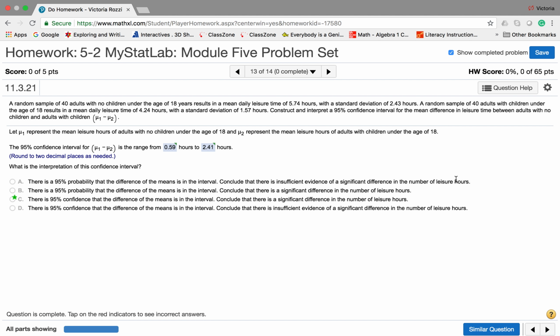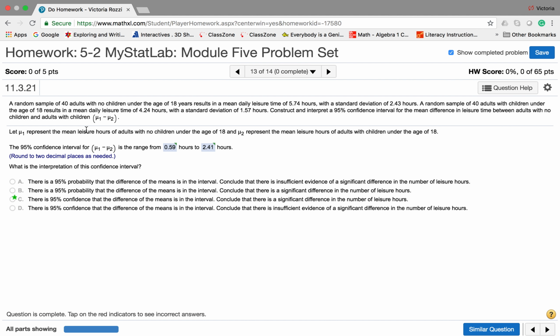This is a video from Module 5, Question 13, and here we are looking at a random sample of 40 adults with no children, and they have their mean daily leisure time and standard deviation of their leisure time, and a random sample of 40 adults with children and their leisure time and standard deviation. So we're constructing and interpreting a 95% confidence interval for the mean difference in leisure time between adults with no children and adults with children.